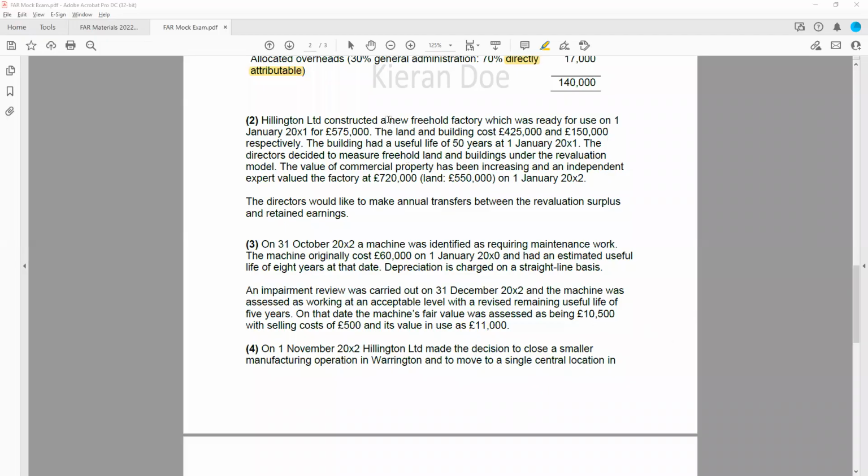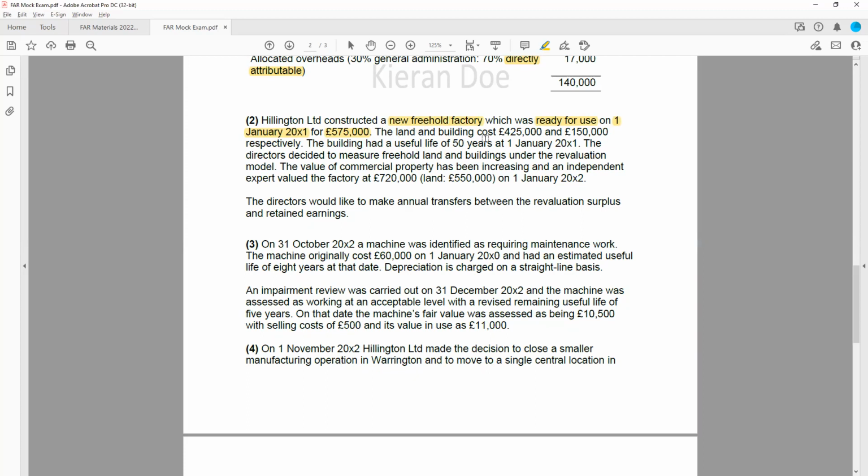In note 2, we're told that the company constructed a new freehold factory which was ready for use on the 1st of January X1. So that's the start of the previous year because we're looking at the 31st of December X2. And we're told how much it cost. So it's a freehold factory. So freehold means they own the land as well as the building. We know the date it was ready for use, so we know when it should have been depreciated from. So the building would be depreciated, but not the land, because land has an indefinite useful life. It's never used up.